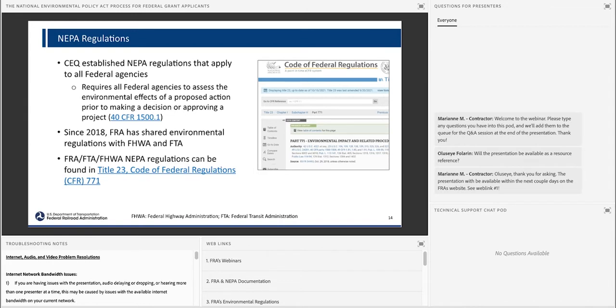So what we have also tried to do in our presentation today is to provide where you can get more information. In many of our slides, you will see a reference to where you can go get more information, either on a link or a note, like in the first bullet here, where you can get more information about the CEQ regulations, or in the case of the last bullet, where you can get more information regarding our NEPA regulations.